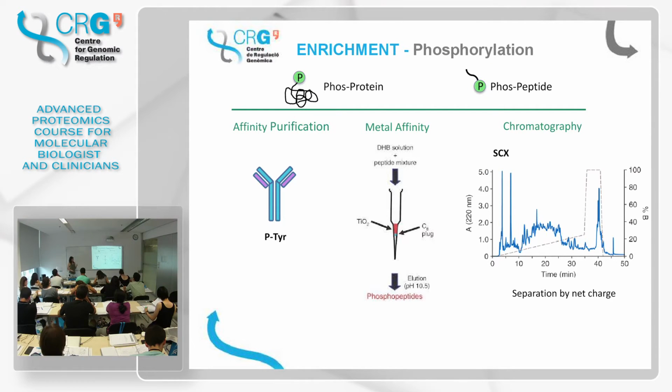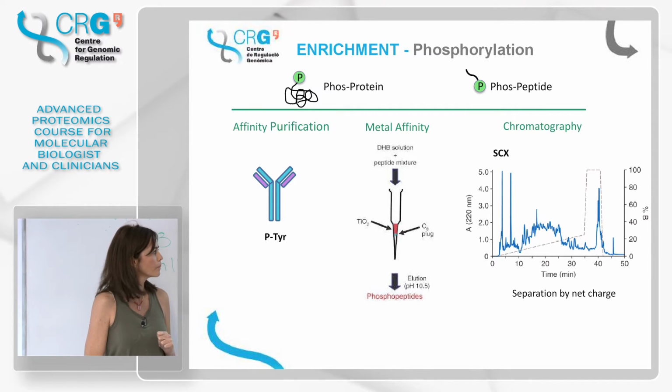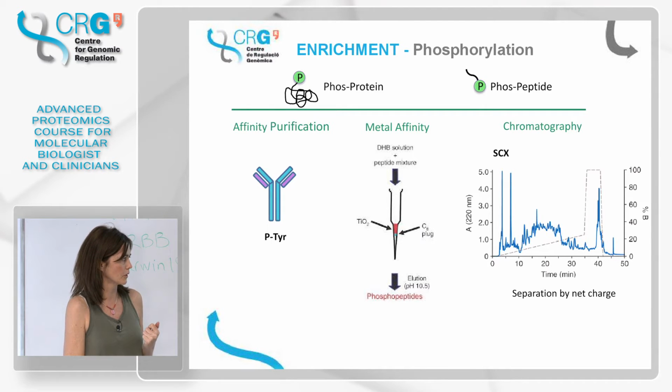So there are 3 main ways that we enrich for phosphopeptides. We can enrich at the protein level or at the peptide level, but these are the 3 main ways. Either using antibodies, that is used mostly when we work with phosphotyrosine, by metal affinity, which is one of the most common ways of enriching, or it has also been done by chromatography, like strong cation exchange, taking advantage of this difference in charge of the phosphorylated peptides.